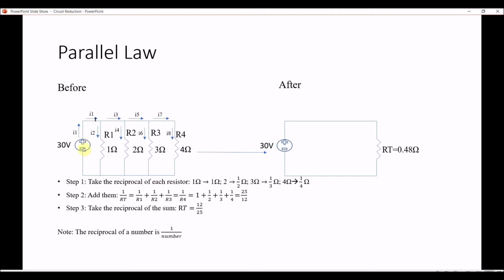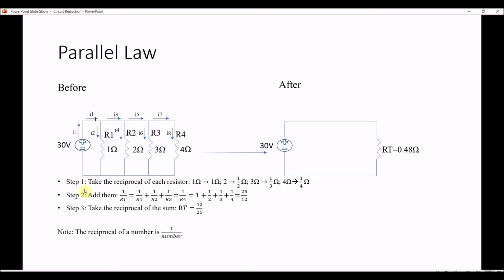Parallel. So as you can see, there's a 30-volt source, and if the current starts here, we'll call it I1. It travels, and once it reaches here, I1 can now go in two directions. It can either go down or it can go right. So as you can see, there's more than one path. If you look at this circuit, the resistances are in parallel. There's one here, there's one here, there's one here, there's one here.